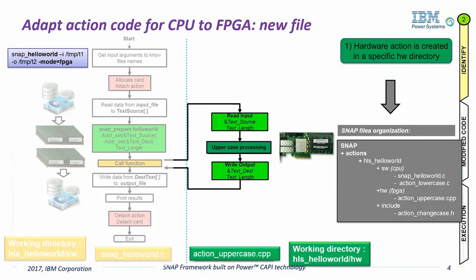The first change that we are going to do is to create a new file for the action code that will be executed by the FPGA. This file will be located in the HLS Hello World/hardware directory. It will be very similar to the software action, but will implement an uppercase algorithm, so we will call it action_uppercase.cpp. The CPP extension is for C++ and is needed for the Vivado HLS compiler. It gives more flexibility for the compilation.